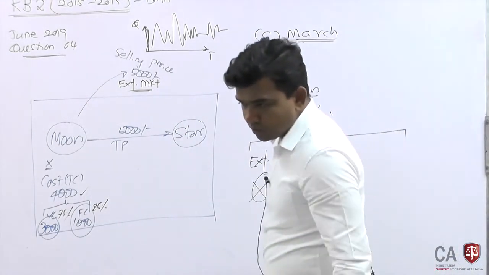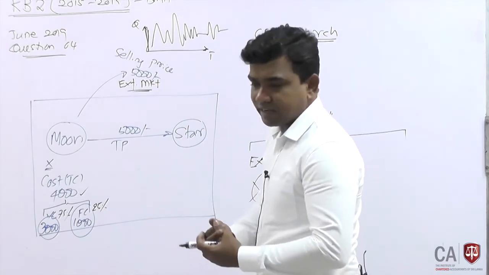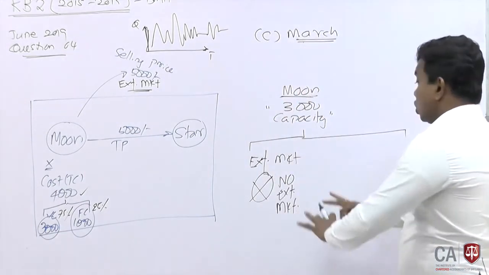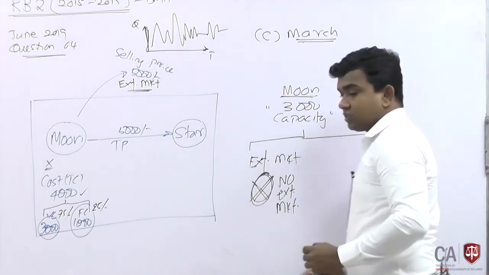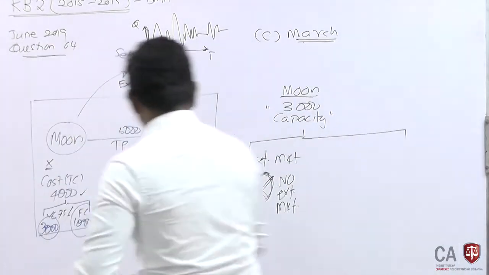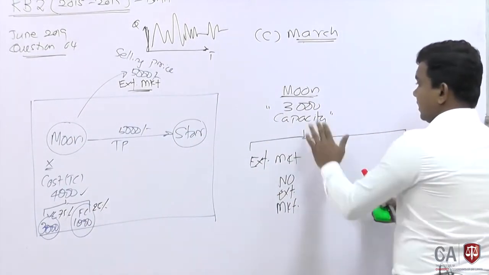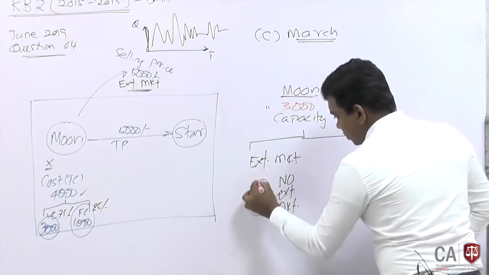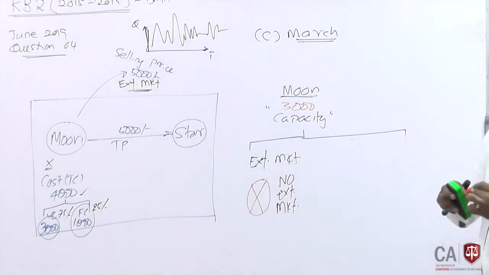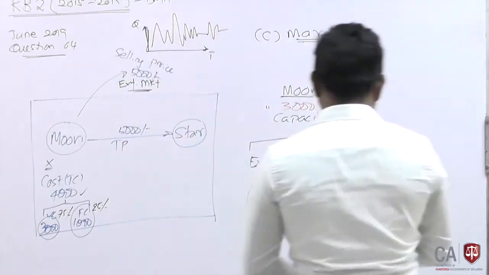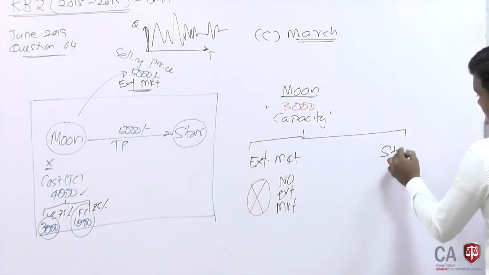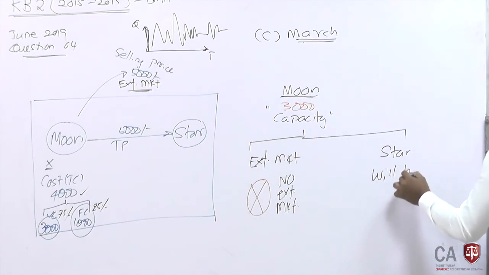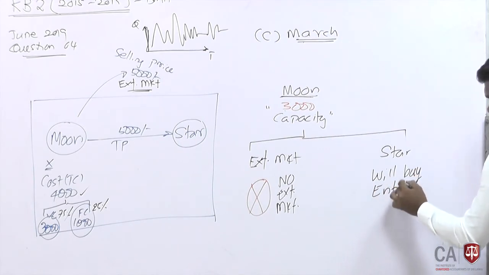They have mentioned that. Moon will have a capacity of 3000 units of product X, for which there will not be an external market available. No external market. That is very important. Keep it in mind. They have a capacity of 3000 units. Here, they can produce 3000 units per month, but no external market. Nobody buys it other than Star. Therefore, Star will buy the entire 3000.